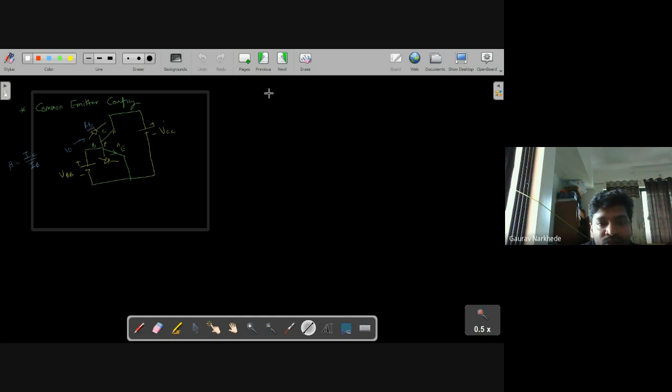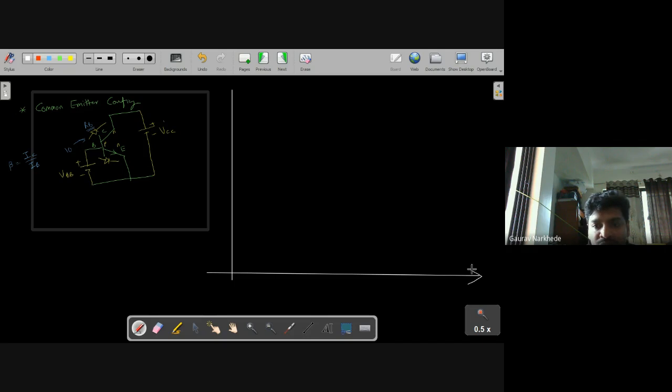Let us see. First of all, let us draw the input characteristics. Input characteristics is a graph of input current versus input voltage, right? So what is input voltage? In this case VBB is the input voltage, correct? And which is the input current? IB. So this is IB, input voltage versus input current.